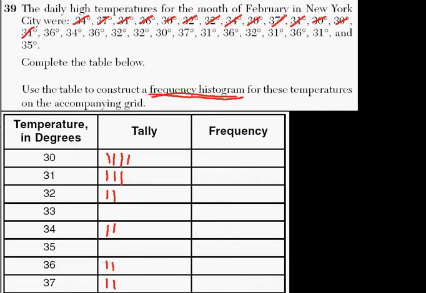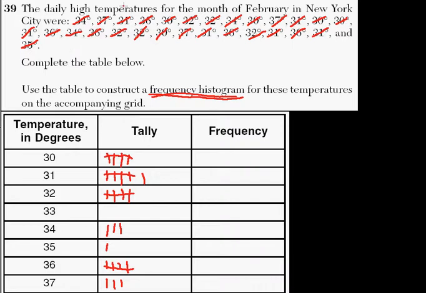Another one for 36, cross it off. 34, cross it off. 36, cross. 32, cross. 32, cross. 30, cross. 37, cross. 31, cross. 36, cross. 32, cross. 31, cross. 36, cross. 31, cross, and 35. There we go, that's 35. All right, so now we're done with that.